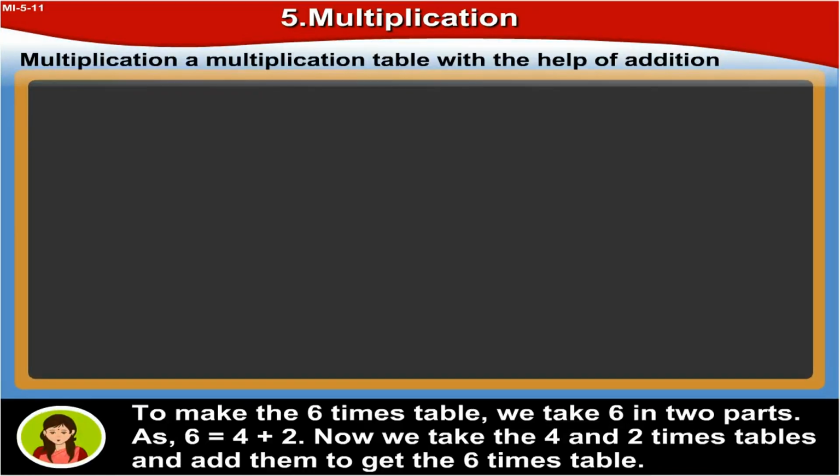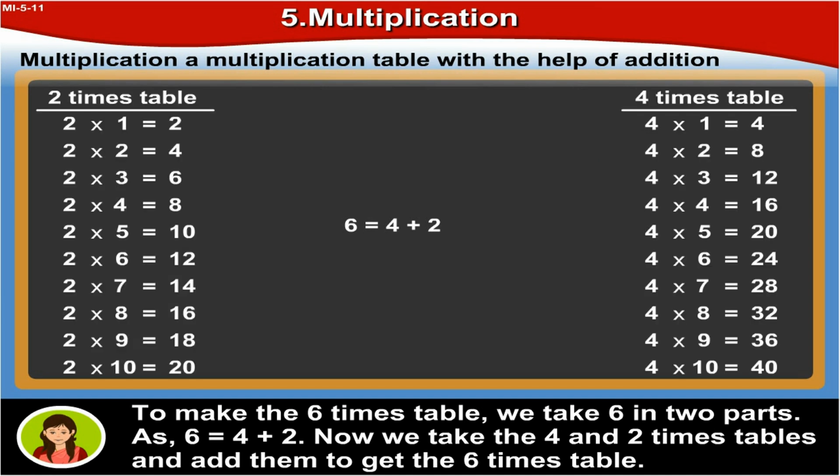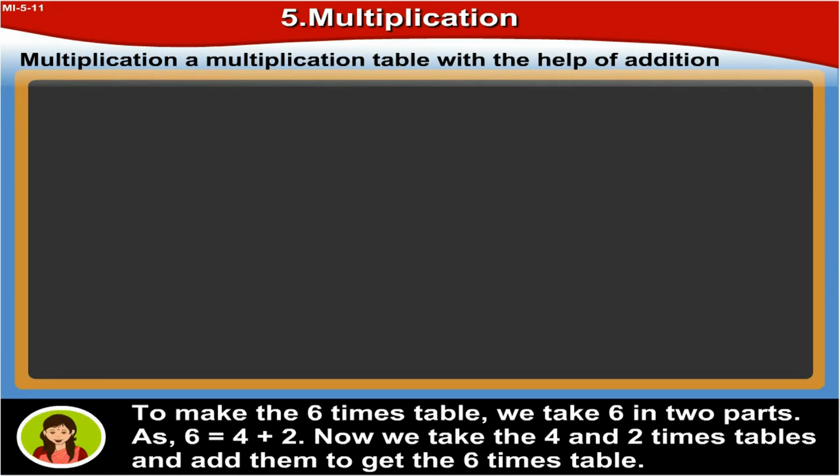Making a multiplication table with the help of addition. To make the 6 times table, we take 6 in 2 parts, as 6 is equal to 4 plus 2. Now we take the 4 and 2 times table and add them to get the 6 times table. For that, Tony, can you recite the table of 4?